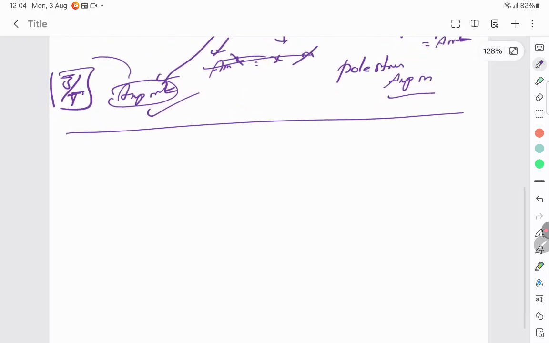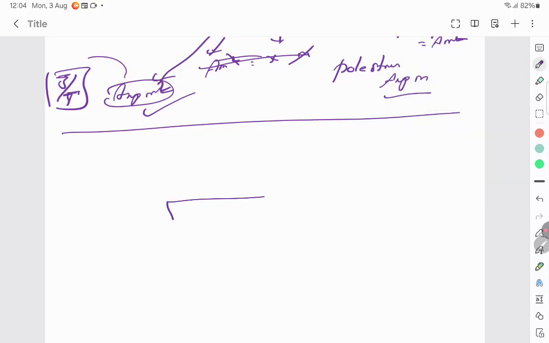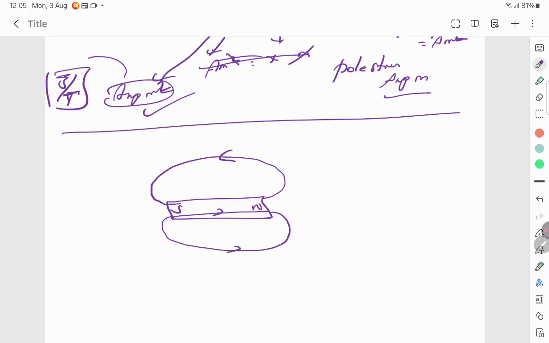Then I'm going to talk to you about magnetic field lines. How to draw magnetic field lines. Outside the magnet, the lines go from north to south. Within the magnet, they go from south to north. Outside the magnet, from north to south. Within the magnet, from south to north. Continuing like this.